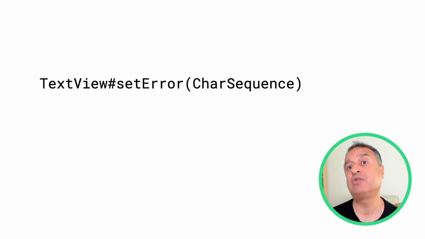Okay, let's briefly now talk about forms and form fields. When conveying that a form field, say an EditText, is in an error state, use TextView's setError method so each accessibility service can handle the error in the most appropriate way.